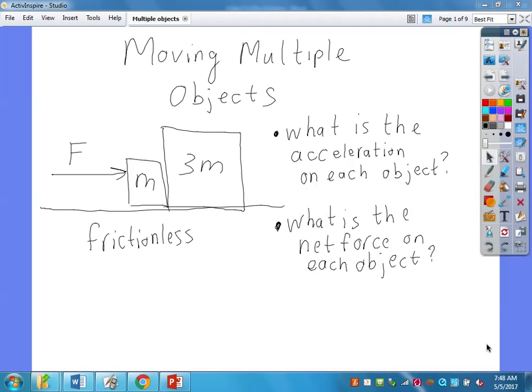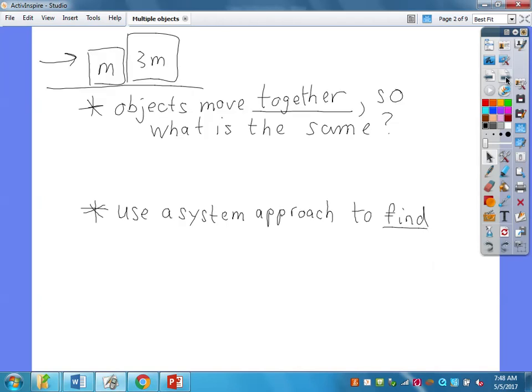And you're going to have to be able to do this on a frictionless surface and a surface with friction. They could give you either one of those types of problems, okay? So that is what we are going to focus on for this particular section. All right, so the first thing we need to know is when you push on these objects and they are in contact with each other, the objects move together. The object's movement is together, okay?